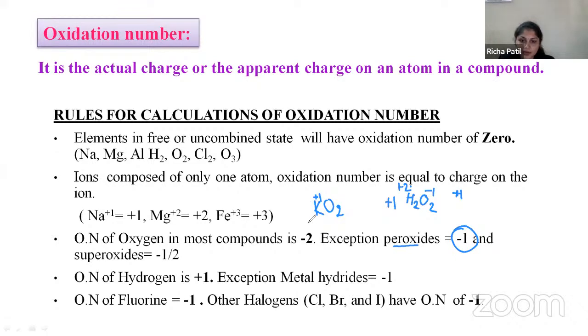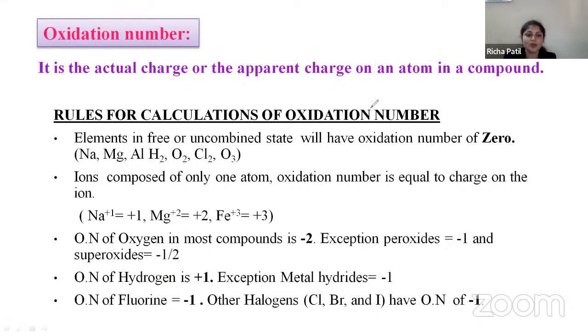The overall charge on this compound will be 0. There are 2 oxygen atoms, so how will you divide it? Each oxygen atom will be -half. So -1/2 for each oxygen, and the overall charge will be 0. So you can see that in superoxide, the oxidation state of oxygen is -1/2. This is the oxidation number you have to calculate.